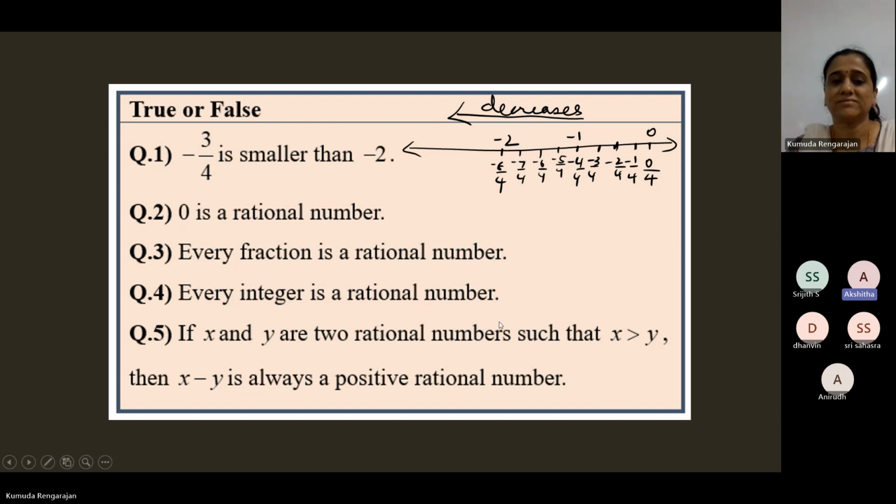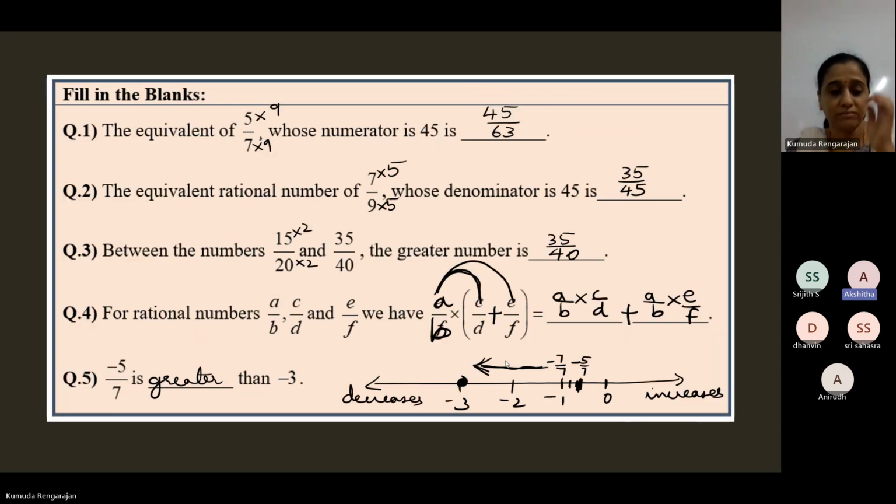Mom, I have a doubt. Yeah? Mom, in the last fifth question, the question was minus 5 is greater than minus 3. How, Mom? But in this question, we are saying that it's smaller than minus 2, right? Oh, okay.